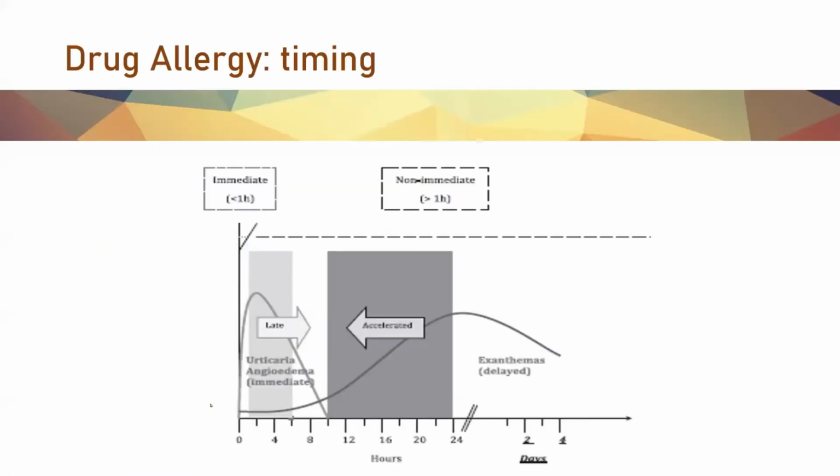So we can divide the drug allergy also by timing. So we see here early immediate reaction, usually less than an hour, depends on the way of administration of the medicine. So if it is oral, it might take a little bit longer, up to 1 hour, 1 hour and a half, usually very unlikely later. And the delayed non-immediate reaction that can take place from 6 to 8 to several days after the exposure to the medication.